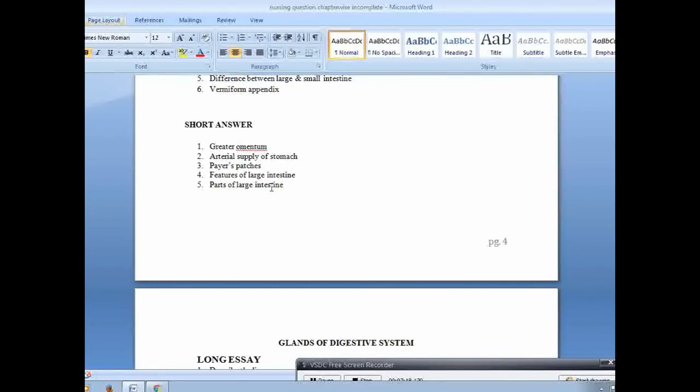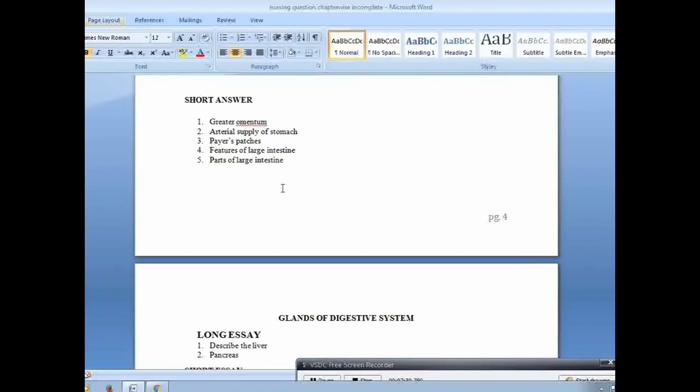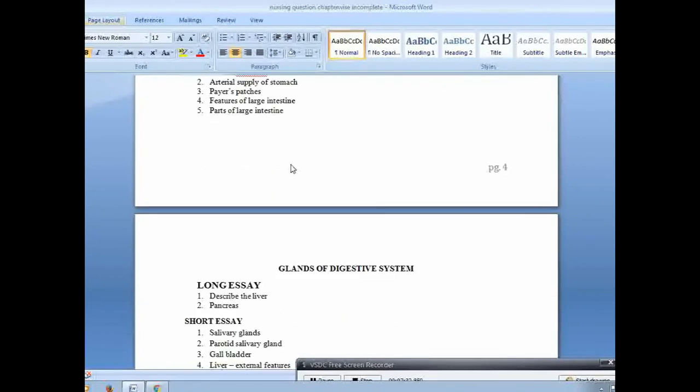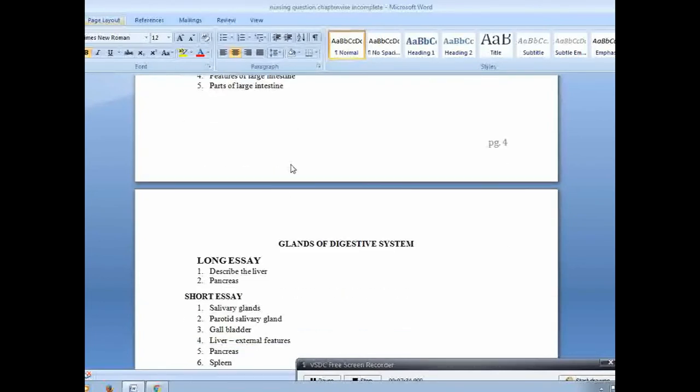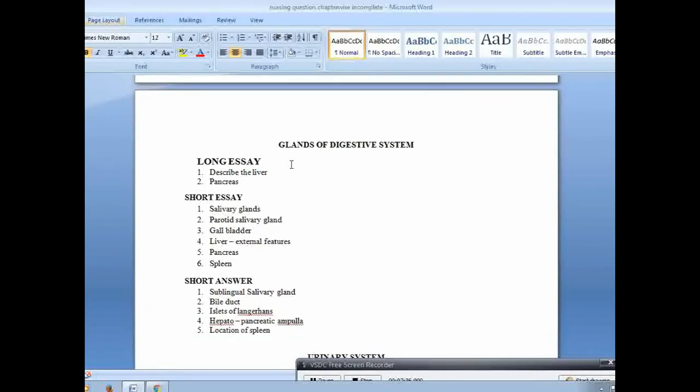Parts of large intestine. Here you will mention the beginning of the large intestine, that is the cecum. It has a projection, that is the appendix, then ascending colon, transverse colon, descending colon, sigmoid colon, rectum. Okay, so that you can mention. Anal canal also. Glands of the digestive system.